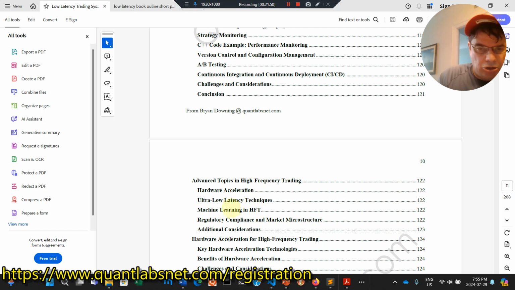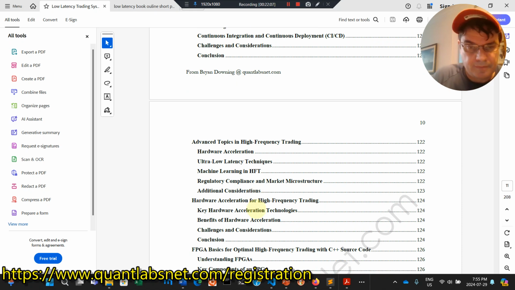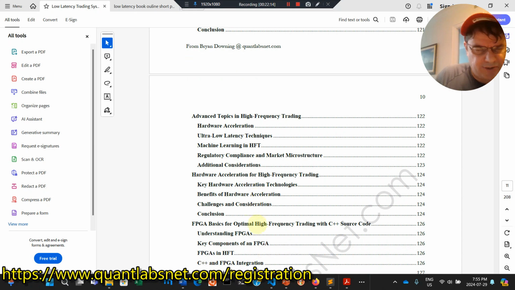So this is what we talk about. Hardware acceleration, ultra low latency techniques. Also, how do you apply machine learning to it? And then once you get into this, depending upon your situation, you may need to be following through on regulatory compliance and market microstructure. So here we talk about hardware acceleration, key hardware acceleration technologies, benefits of it, challenges and considerations.